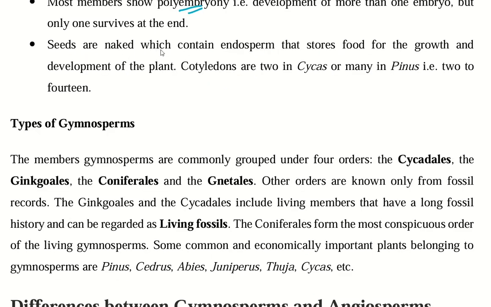And we know that seeds are naked, so it contains endosperm that stores the food for the growth and development of the baby plant. And the cotyledons are 2 in the case of Cycas or many in the case of Pinus, that is 2 to 14 in count.